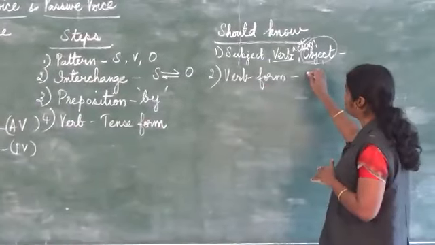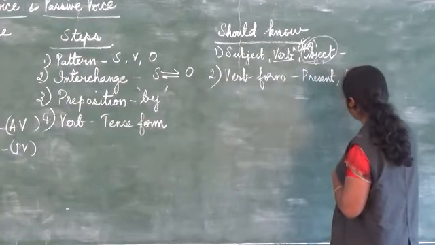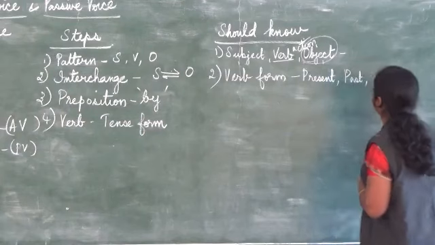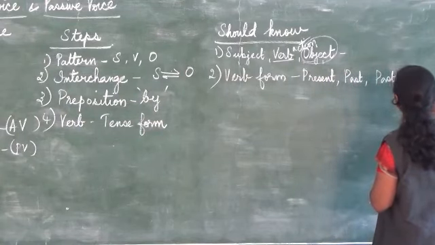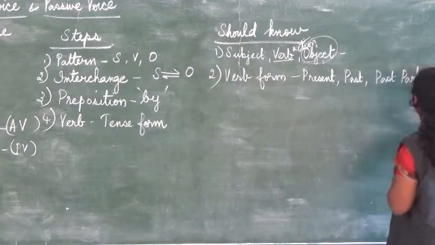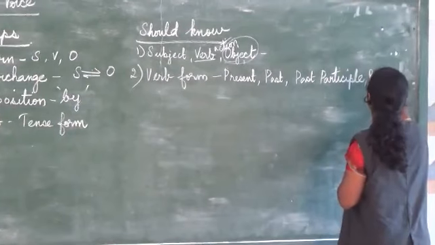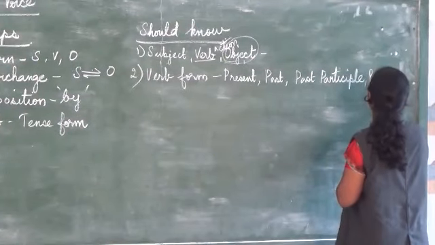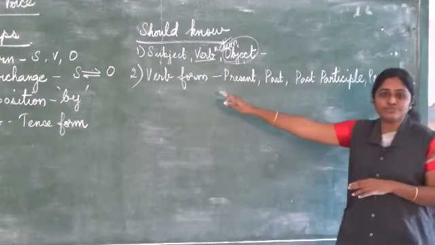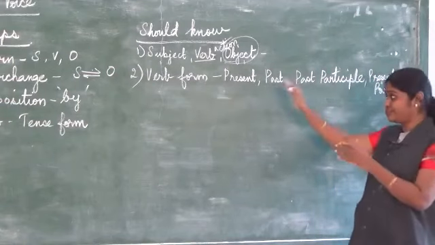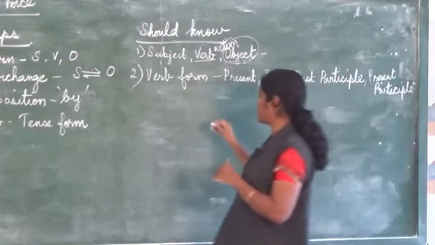We have the present form, then the past form, the past participle form. Clear? Then finally you have the present participle. Only if you know all these different forms of verbs will you be able to write the answer. I will give you certain examples.